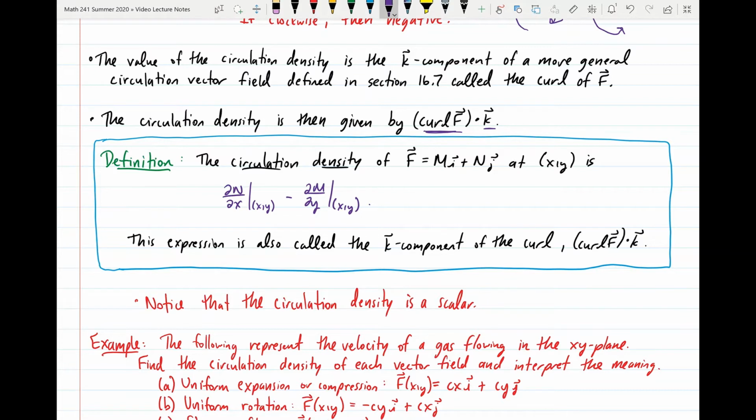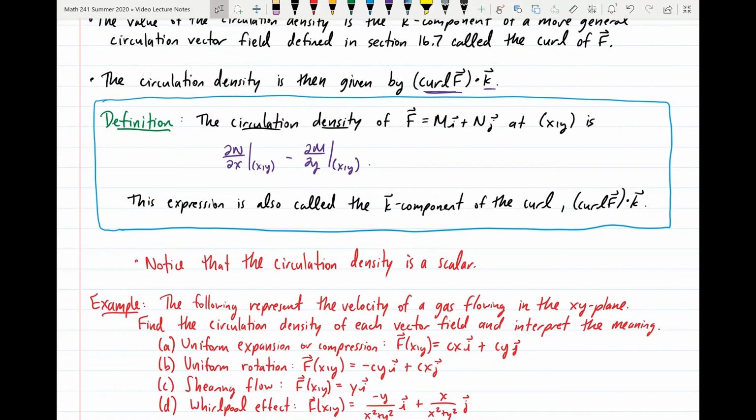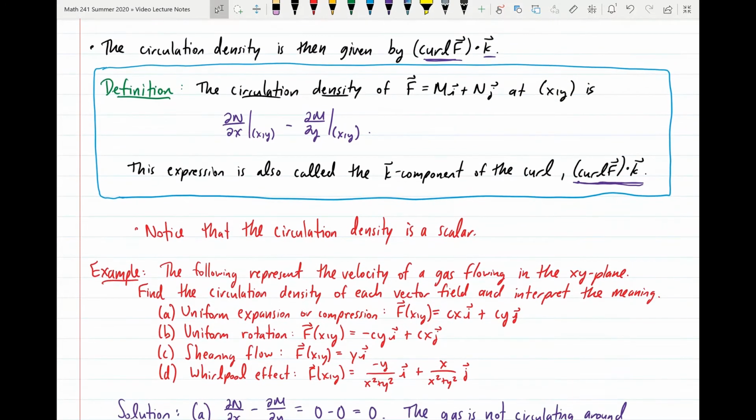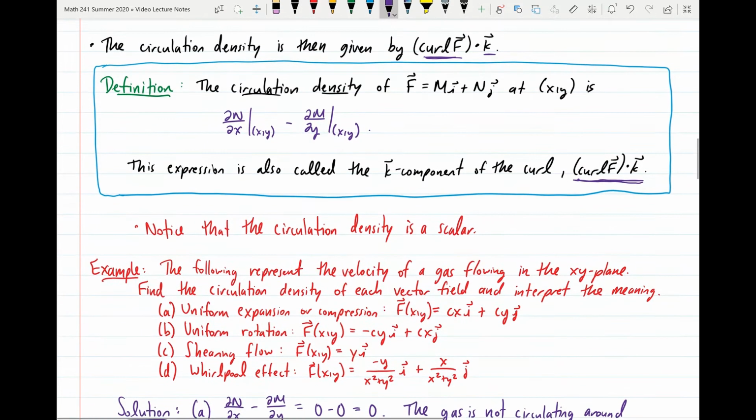So the circulation density of a vector field F equals Mi plus Nj at a point (x, y) is the partial derivative of N with respect to x evaluated at (x, y) minus the partial derivative of M with respect to y evaluated at (x, y). And again, as I already mentioned, this expression is also called the k component of the curl. So sometimes you'll just see this denoted as curl F dot k, even though we don't know what the curl of F is. But the book does denote it this way sometimes, so just be aware of that notation.